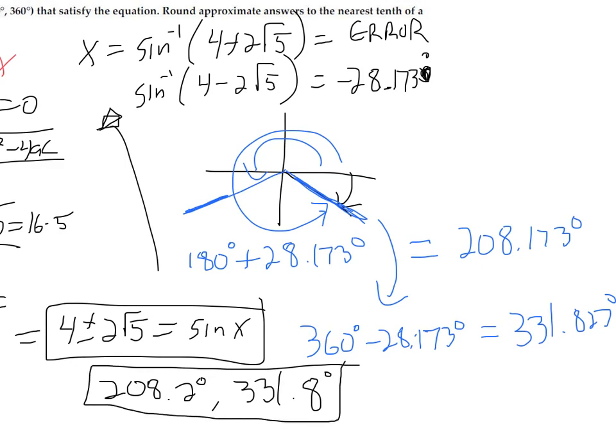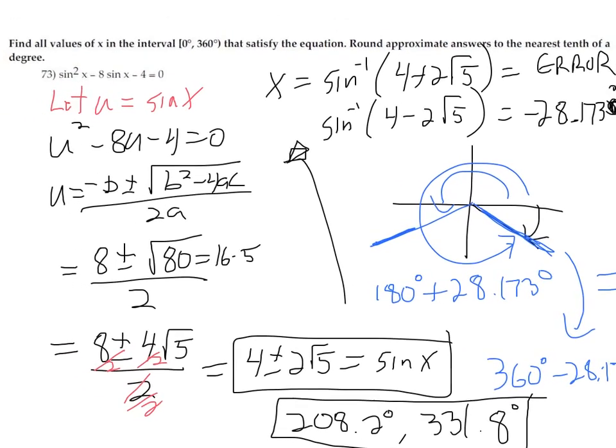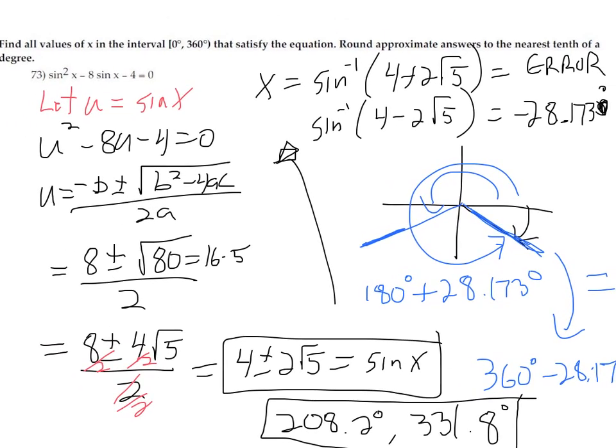So this problem had some twists and turns to it. Let's go back and take a look at what happened. So first off, we had a quadratic form problem. So we went u equals sine x, so we could get this to a nice quadratic equation. U squared minus 8u minus 4 equals 0. Quadratic formula was needed, and it ended up with 4 plus or minus 2 square root of 5. That's u. But u equals sine, so I went straight to that's equal to sine.